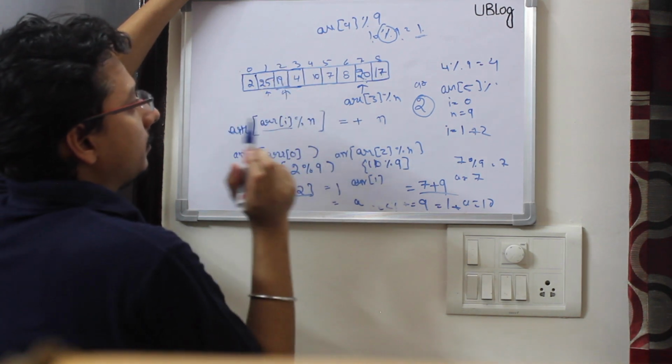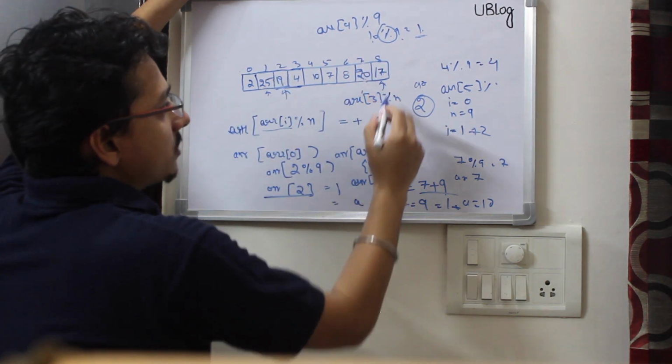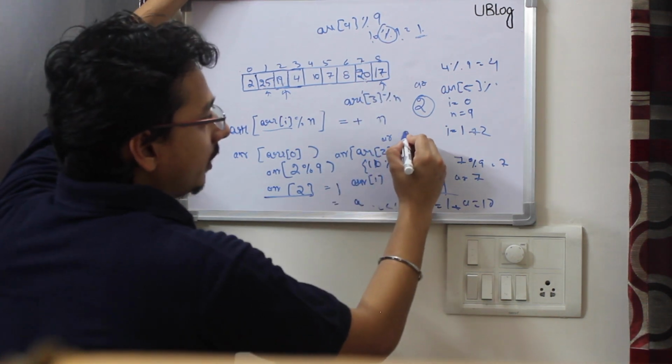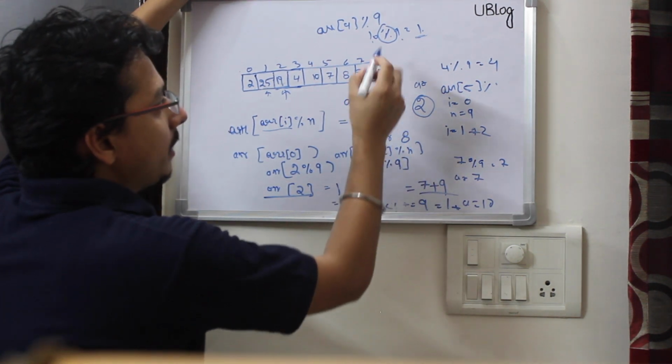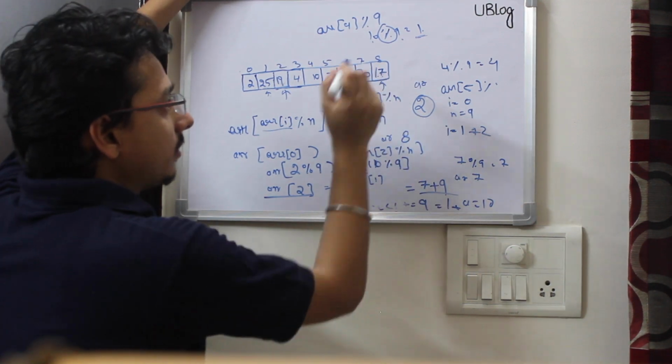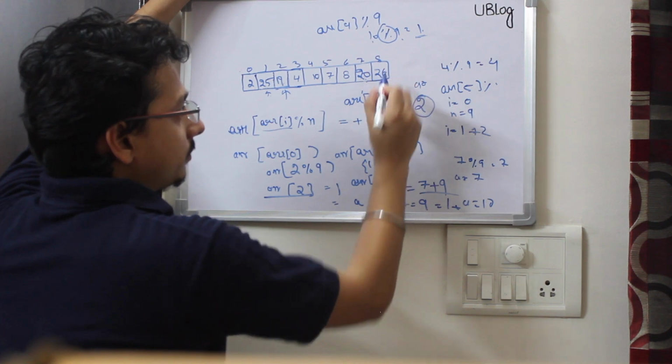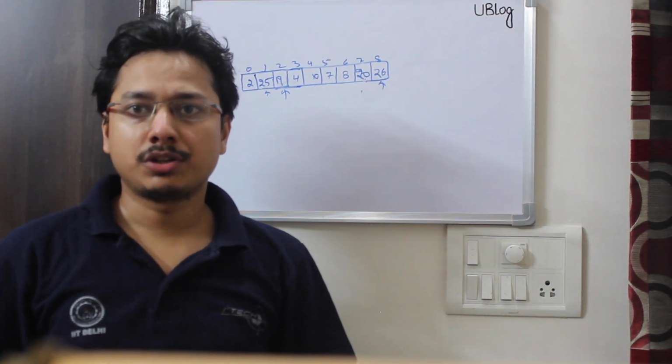Now I am at the last index, so it will be array of 8 modulo n. 17 modulo n will be 8. Now I'll be at the same index, I'll be adding 9 to it. So what will it become? It becomes 26. So now I have performed the required operation on the array.